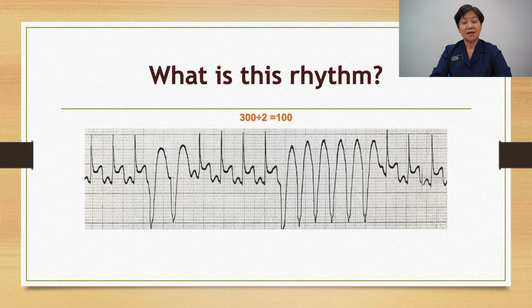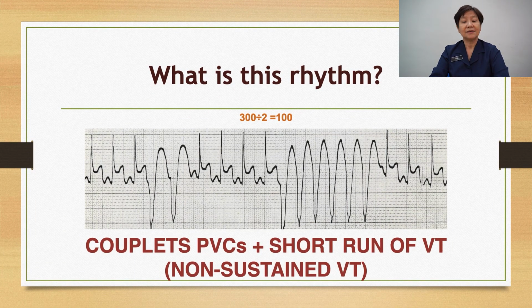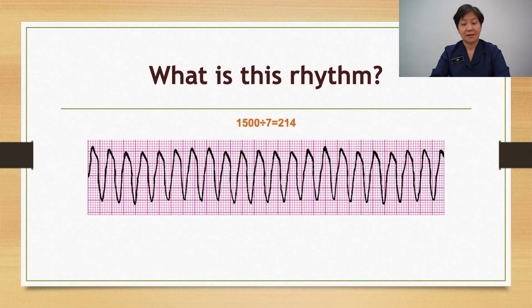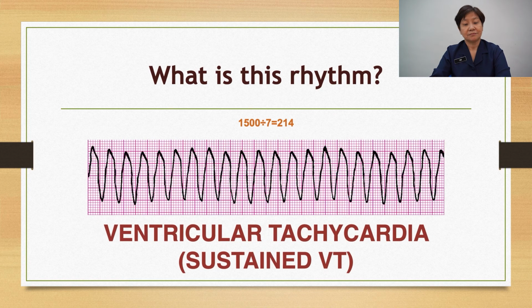So if your PVC is more than 5, we call it short runs of VT or non-sustained VT. If sustained VT, it will show like this. Yes, this we call ventricular tachycardia, sustained VT. Okay, this one also you need to act fast. VT. If the patient is stable, then you can give some medication. If the patient is not stable, then you need to cardiovert the patient immediately.